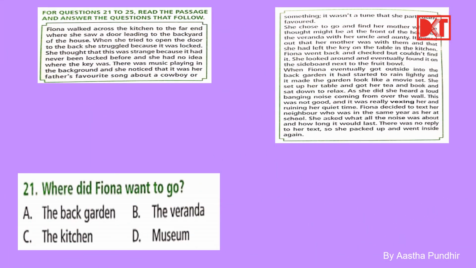Okay, so where did Fiona want to go? A, the back garden, B, the veranda, C, the kitchen, D, the museum. Pretty easy. Fiona walked across the kitchen to the far end where she saw a door leading to the backyard. She tried to open the door.